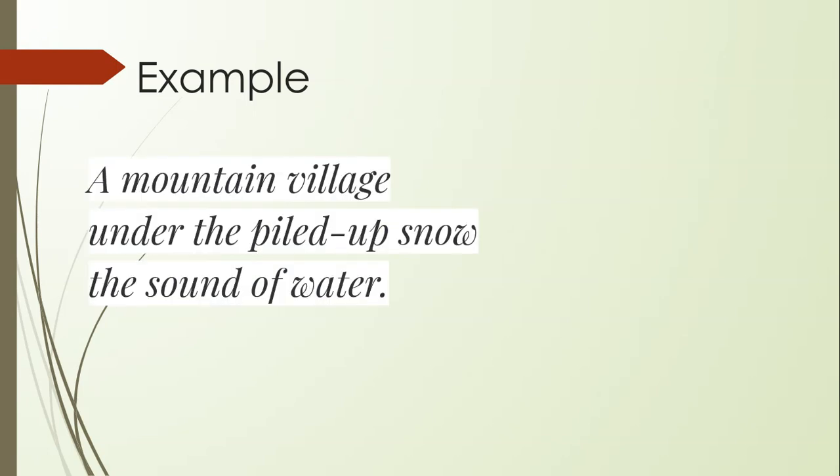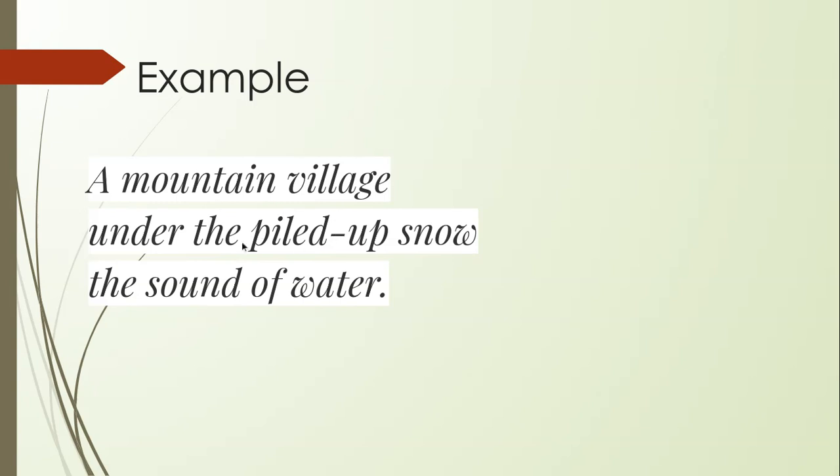One more example here, and this one is just to give you an example of when the whole syllable thing can get a little bit tricky. So the first line here is a mountain village. A mountain village. 5 syllables, right? And then here's where it starts to get a little tricky. Under the piled up snow. 1, 2, 3, 4, 5, 6. But I thought the second line had to have 7 syllables. I thought we just said that.